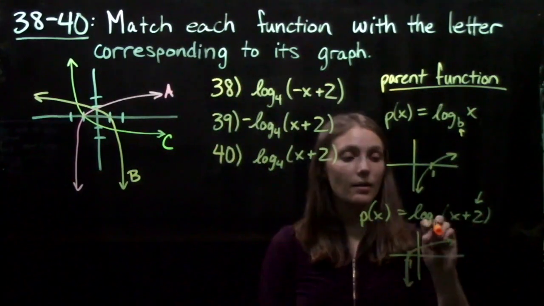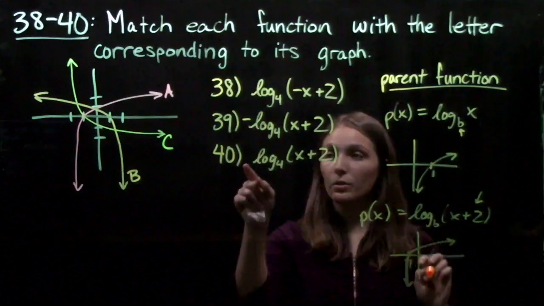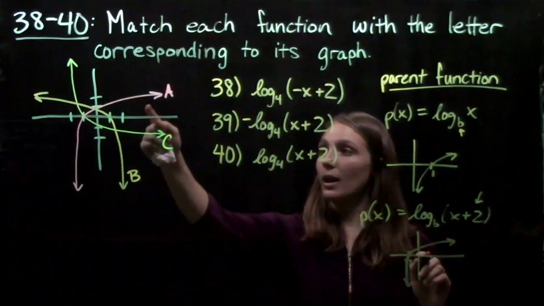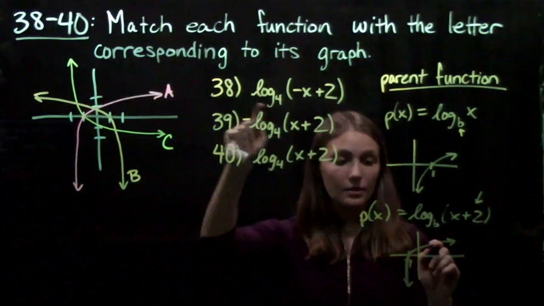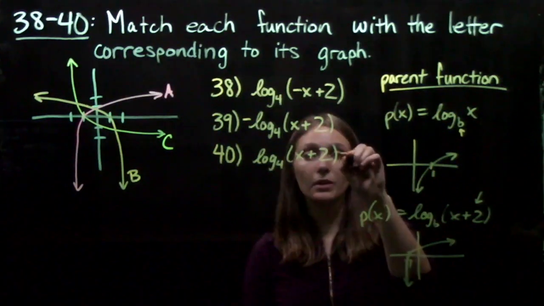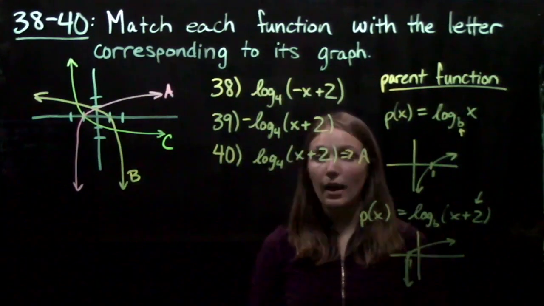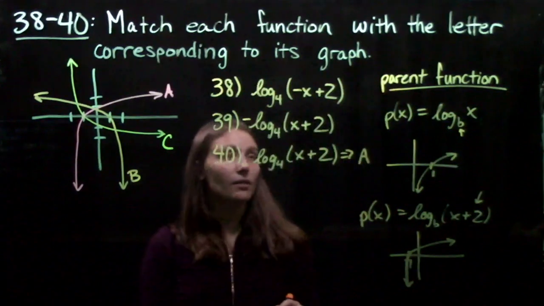And if we notice, our log base b of x plus 2 looks like 40. So we look and we see that our graph A looks like our parent function. So we have that 40 corresponds to graph A. Cool, so now we have that.